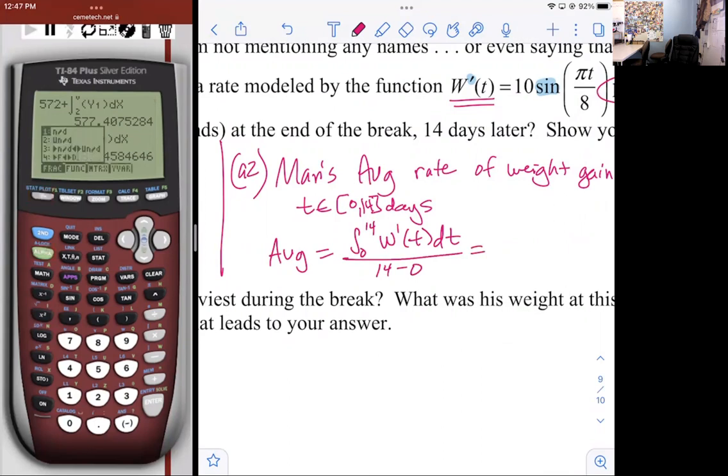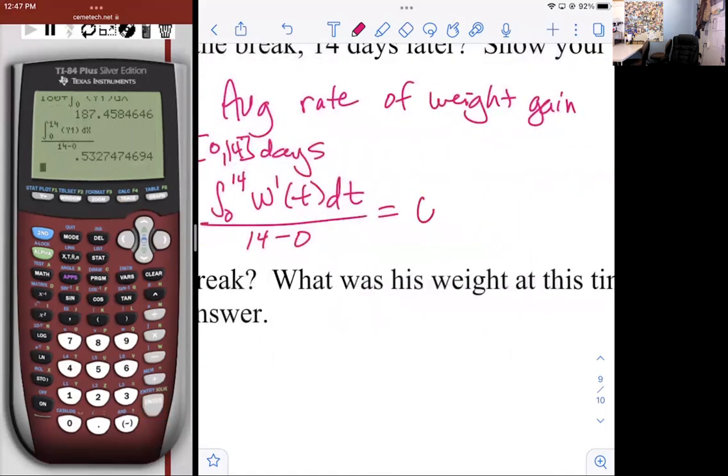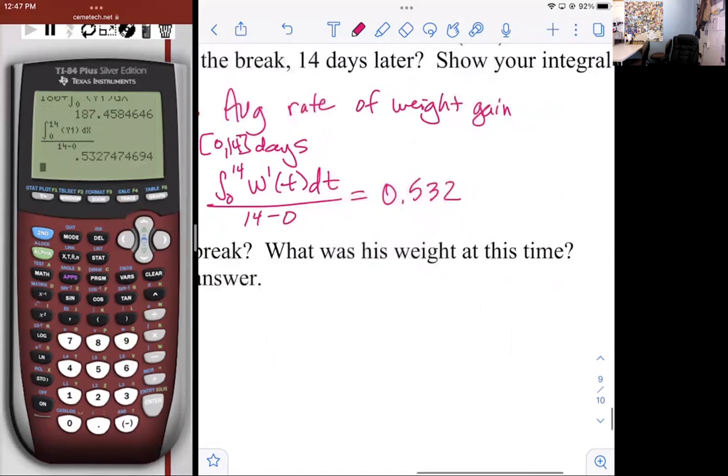I'm going to go alpha y equals, boom. And then in the numerator, math 9, from 0 to 14, alpha trace number 1 with respect to t, or x, all over 14 minus 0. What the heck? So this is 0.532, and the units are what?